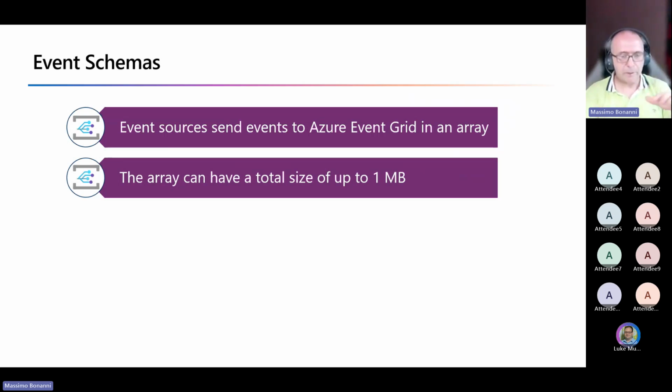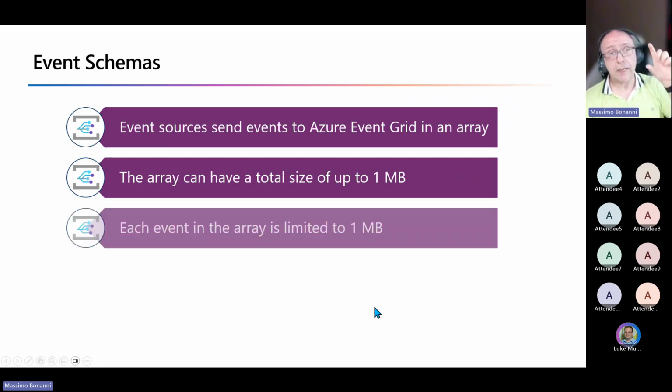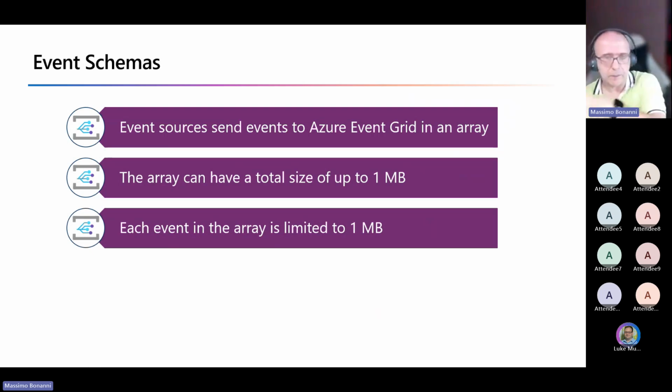You need to remember that an event is the smallest amount of data, so you don't need a lot of space. You just need to say what the event is, when it happened, and some information about the event. But you have 1 megabyte of space for the array and for the single event. So you can have an array with one event of 1 megabyte, or an array with 2 events of, say, half a megabyte each, and so on. But this is a limitation.